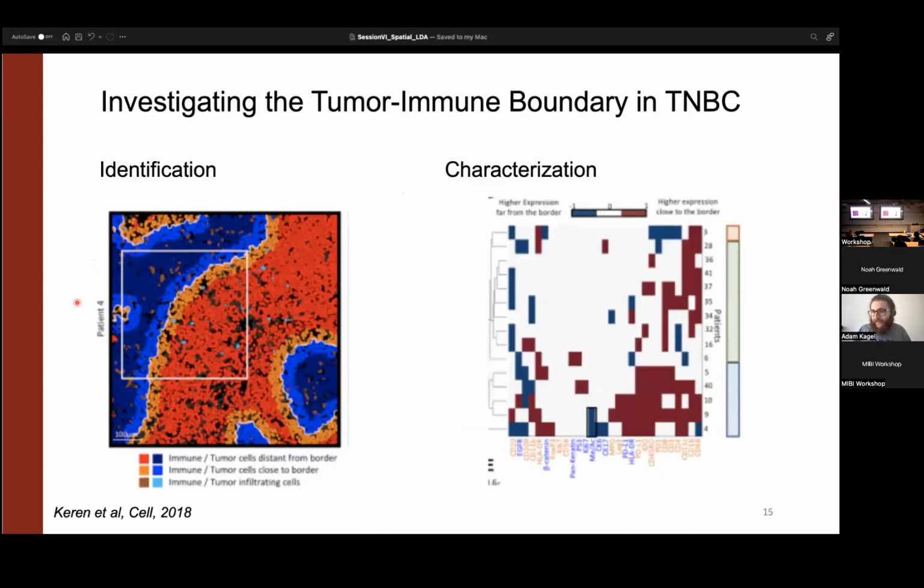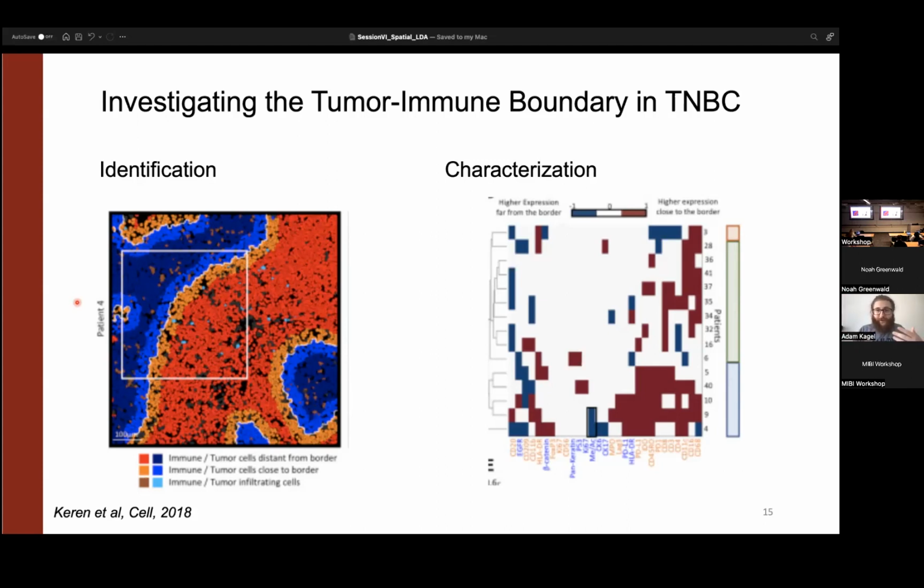And then a quick vignette of where this has been, a case where this was super useful as opposed to k-means: neighborhood identification in tumor immune boundary investigations in triple negative breast cancer. Previously there was an immune microenvironment and a tumor microenvironment, and investigating the boundary between these was pretty difficult because any time you ran k-means, it would just spit out, here's your immune and here's your tumor. And then there's the boundary between them.